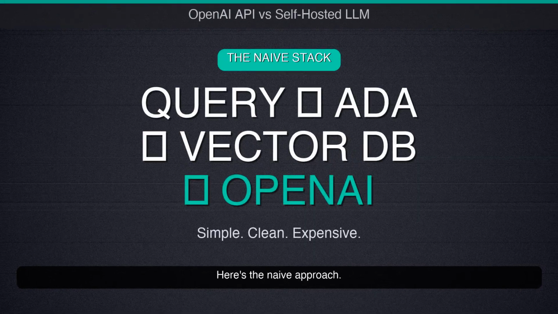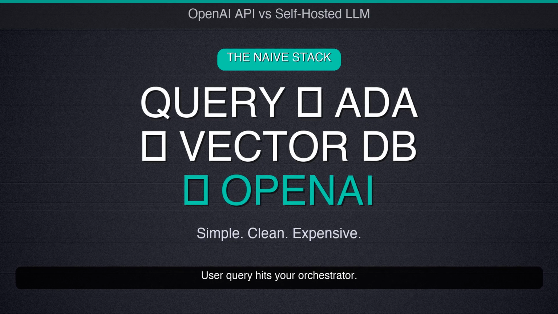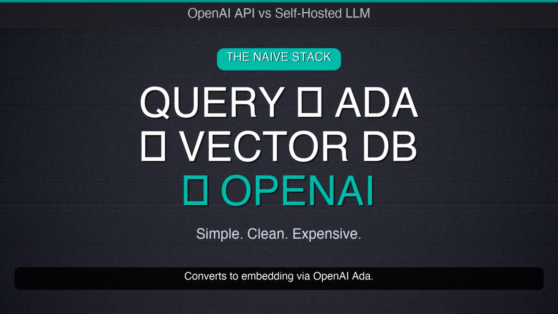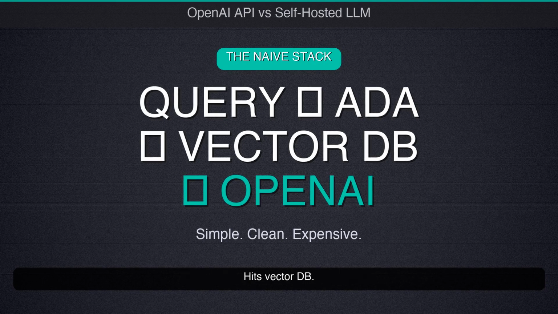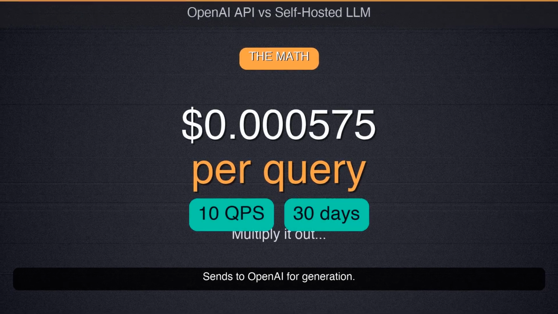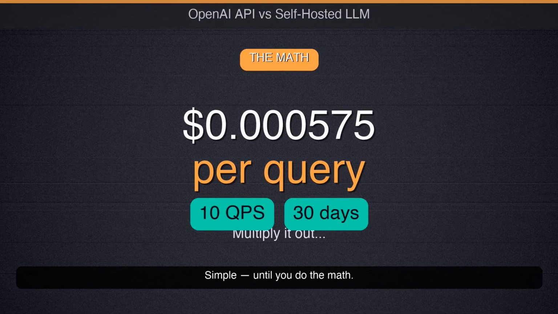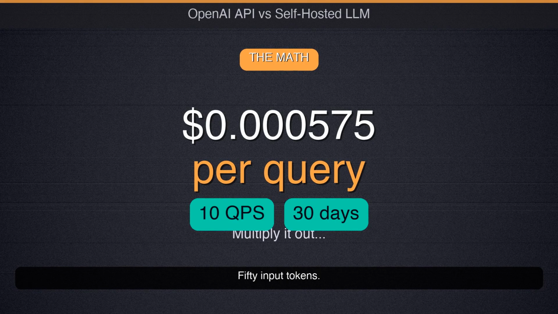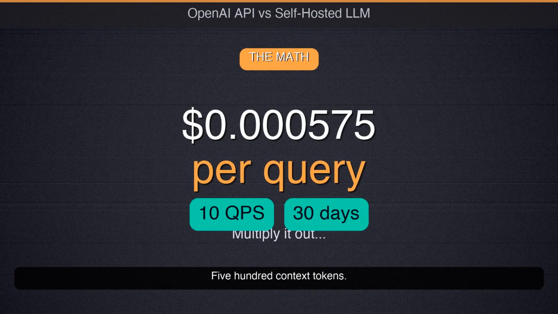The naive approach. Your user sends a query. Your app converts it into a vector embedding via OpenAI's ADA. That hits a vector database. The relevant chunks get injected into a prompt and sent straight to OpenAI for generation. Simple, right? But here's where it all falls apart.